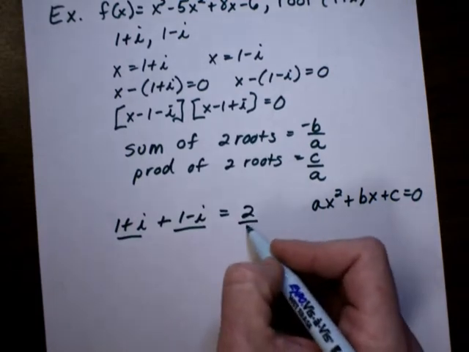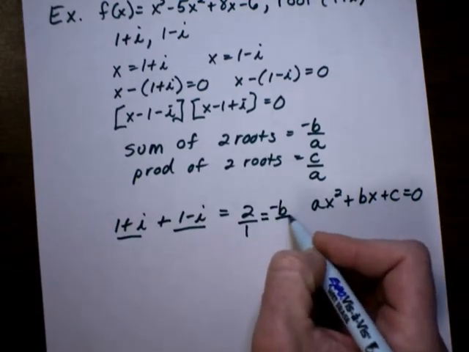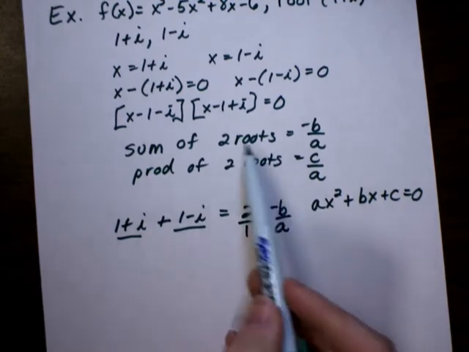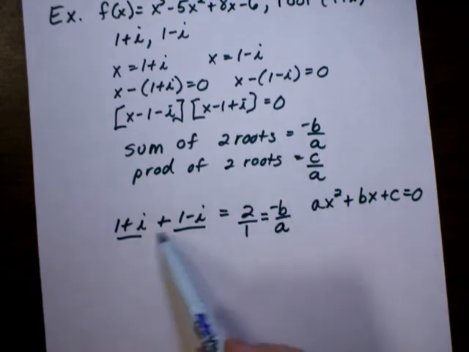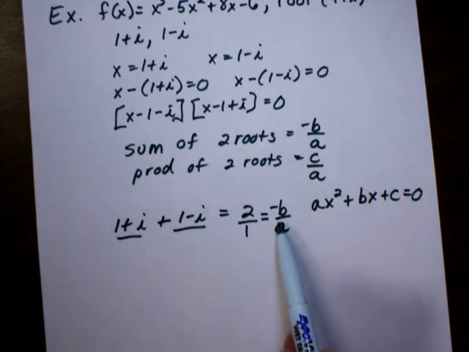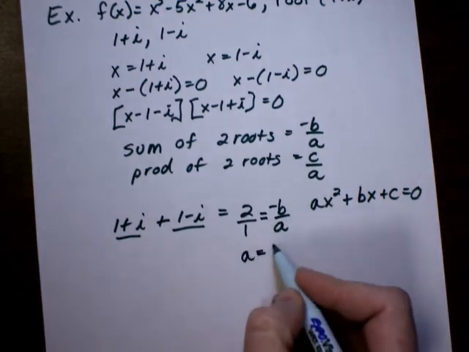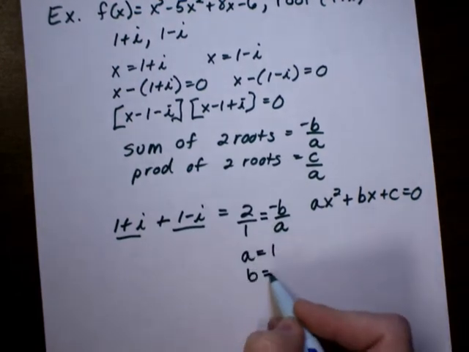So 2 over 1 is the same as negative b over a. The sum of the 2 roots is negative b over a. So I added the 2 roots together, I get negative b over a. So right now I can see that a is 1 and positive b is negative 2.